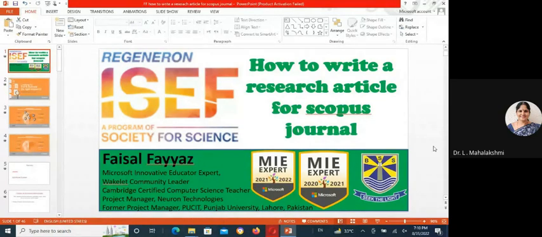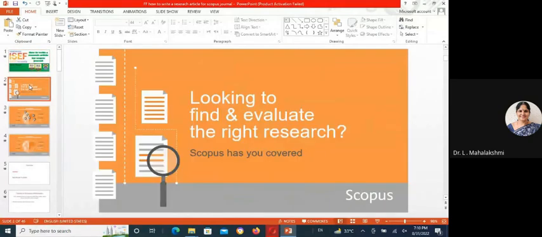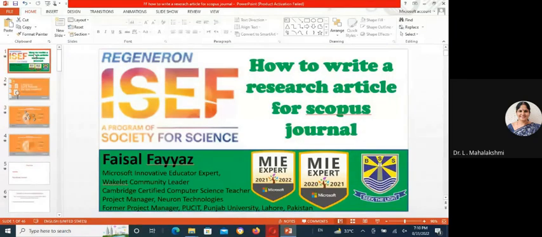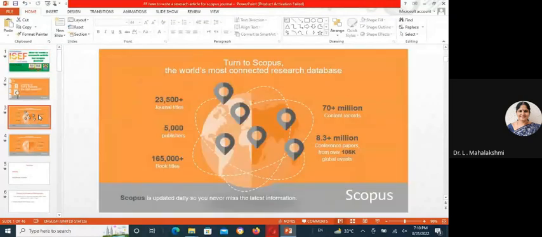Thank you, Faisal sir, for making us ponder the strategies which we should follow in writing a research article with new ideas for a Scopus journal. Your session was really an eye-opener for faculty members and scholars to publish articles with high standards. Thank you so much, sir.